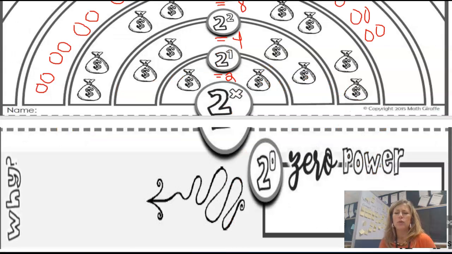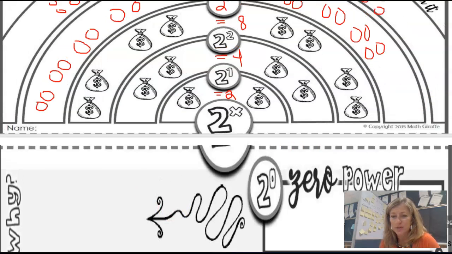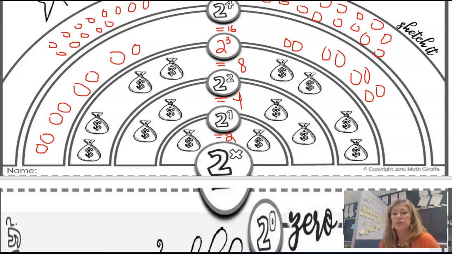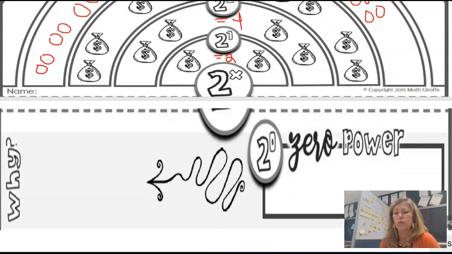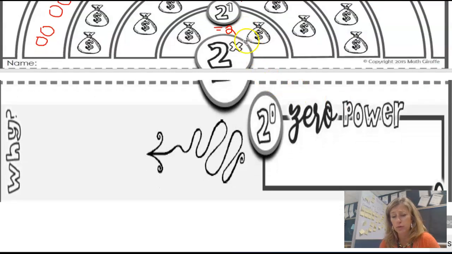All right, now I have a question for you. If you noticed up above, let me scroll up now so you can see it. Up above, we went 2 to the first, 2 to the second, 2 to the third, 2 to the fourth. But what would happen if we had 2 to the 0 power, if we went backwards? So I want you to write yourself a note. Go backward. It's really hard for me to write on this, so you're going to write faster than me, but go backward. That's what I want you to write.